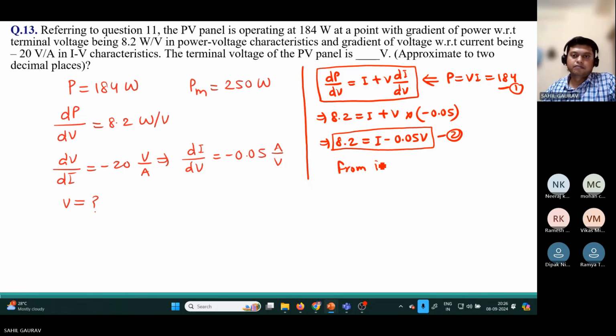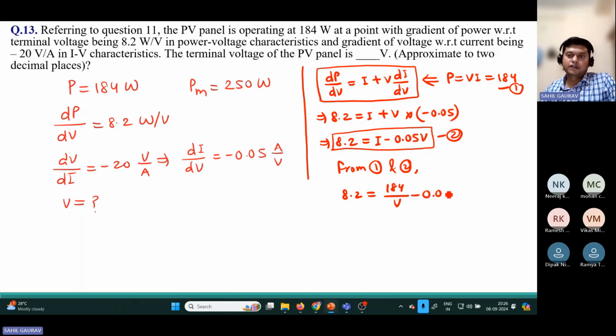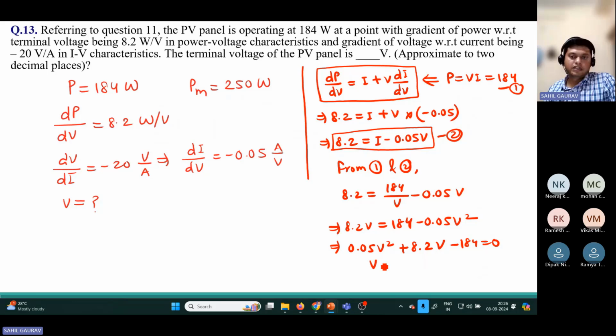From the first and second, you will get I equal to 184 upon V. So it will be 8.2 equal to 184 upon V minus 0.05 V, that is 8.2 V equal to 184 minus 0.05 V square. So 0.05 V square plus 8.2 V minus 184 equal to 0. So you will get two voltages. One is 20 volt and one is minus 184 volt. This is considered, this is not considered. So the final answer will be 20 volt.